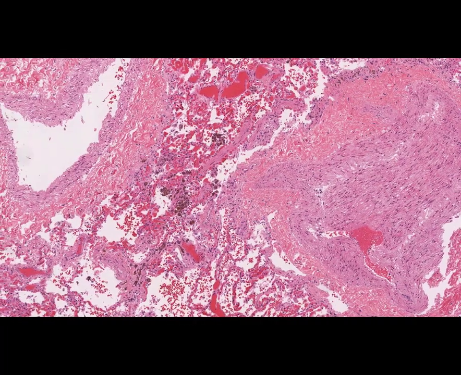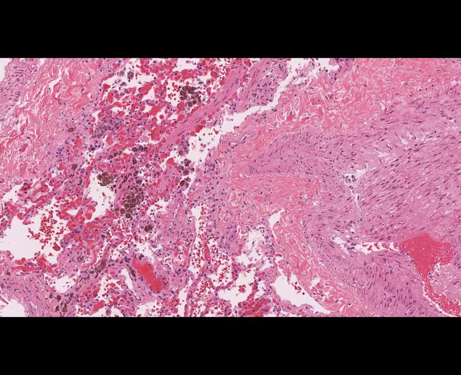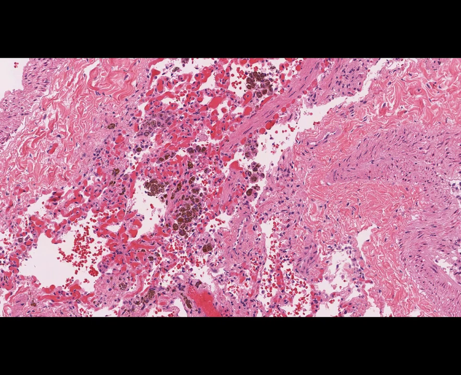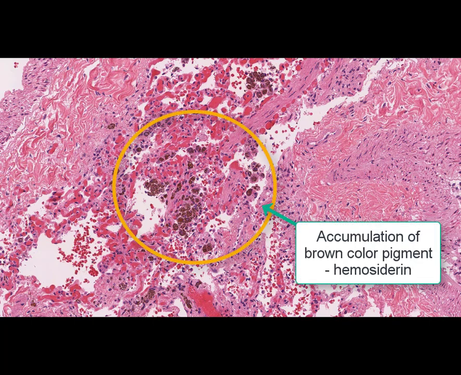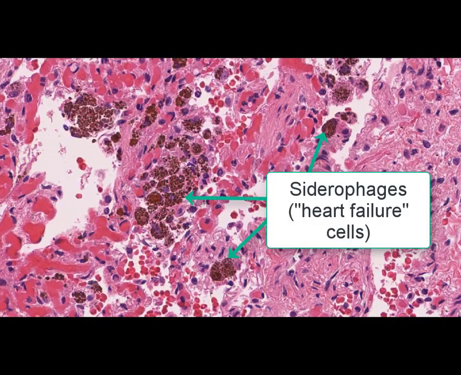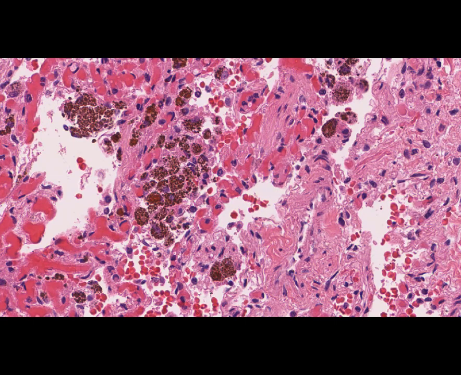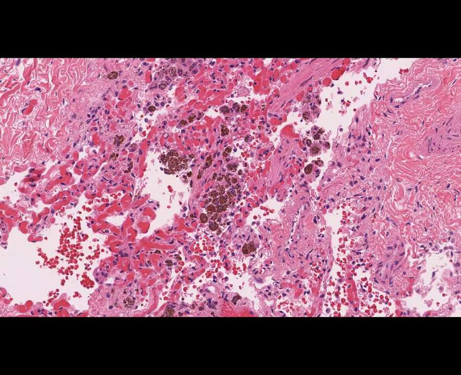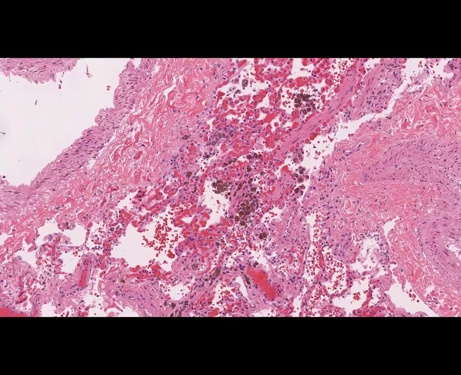The main microscopic changes include accumulation of brown color pigment, namely hemosiderin, within the cytoplasm of the specialized cells known as siderophages, as well as thickening of the interalveolar septa due to hyperemia and fibrosis. We can see siderophages, and these cells are also known as heart failure cells because they appear as a result of left side heart failure.